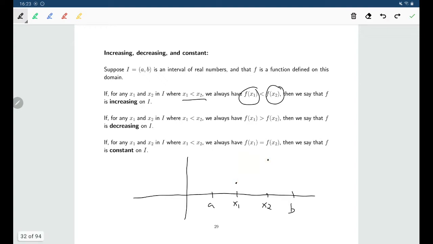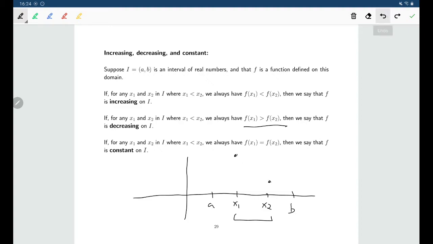So if that's always the case, that whenever you pick any 2 points, the one on the left has the lower y value than the one on the right, you must be increasing. And the opposite would be if we're thinking about things that are decreasing. Those would be points where when you pick 2 points, the one on the left has the larger y value than the one on the right. That would be something that's decreasing.